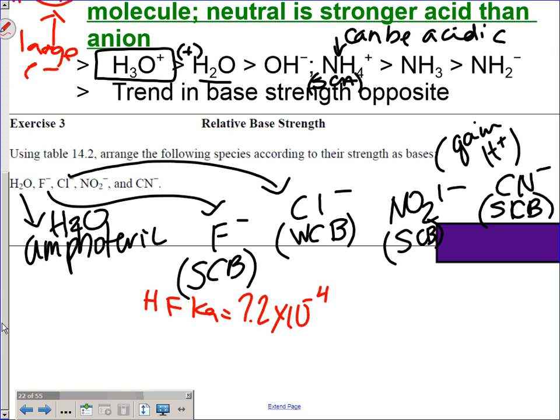Hydrochloric acid, this is a strong acid. What would you say about its K value? Pretty high. I'm going to say way greater than 1, okay? This is water. I'm not doing that one.